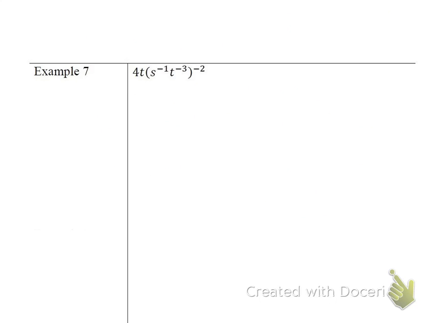Alright guys, example 7: 4t times s to the negative 1, t to the negative 3, all of that to the negative 2nd power. What would you guys do first? Distribute the negative exponent. Good. So distribute that negative exponent to the parentheses. So that gives me 4t times s to the what? 2nd, t to the 6th. So now I have 4t times s squared t to the 6.